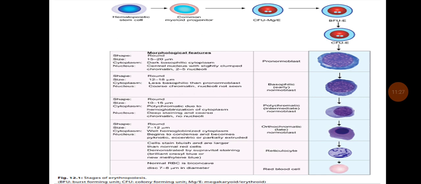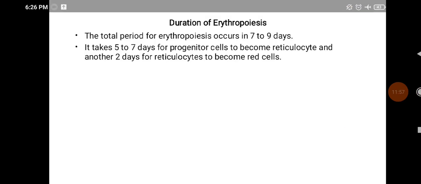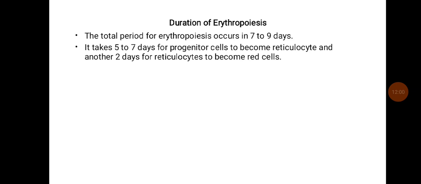From the hematopoietic stem cell to the myeloid progenitor, CFU megakaryocyte erythroid series, BFU, CFU of the erythrocyte series, pronormoblast, basophilic early normoblast, intermediate normoblast, late normoblast, reticulocyte, and the mature RBC. The total period for erythropoiesis is around 7 to 9 days. It takes 5 to 7 days for progenitor cells to become reticulocytes and another 2 days for reticulocytes to become mature red cells.